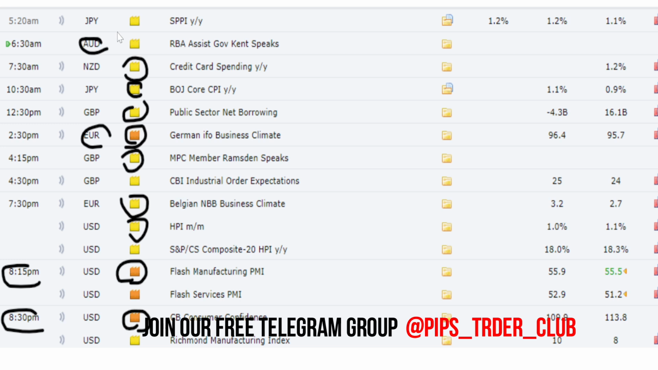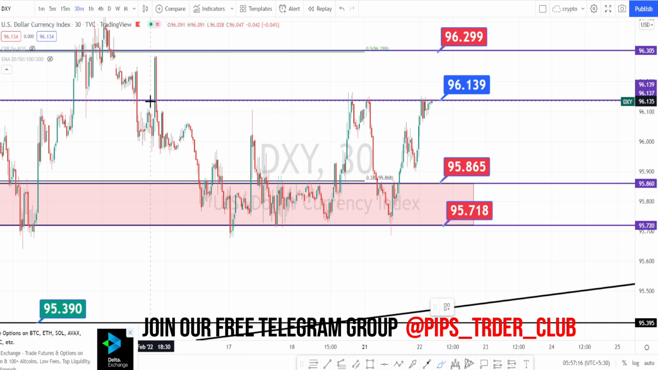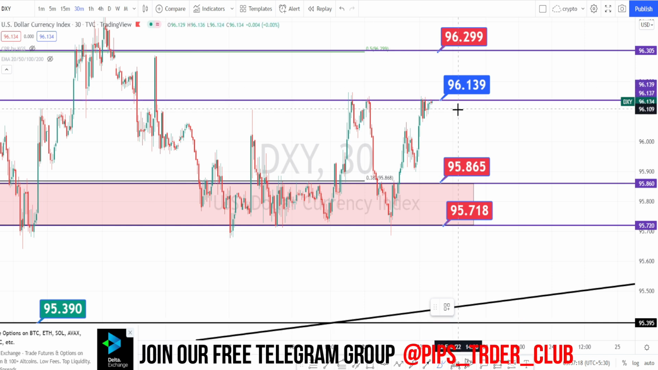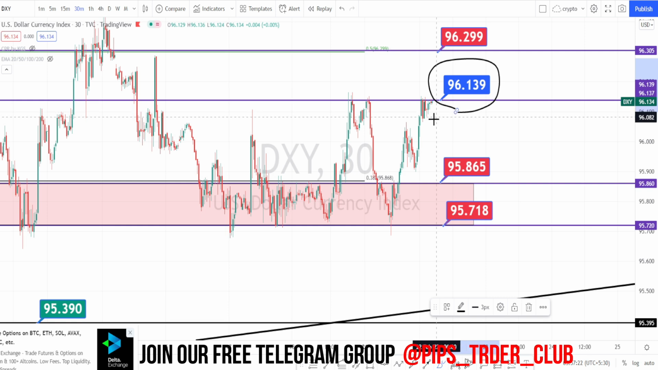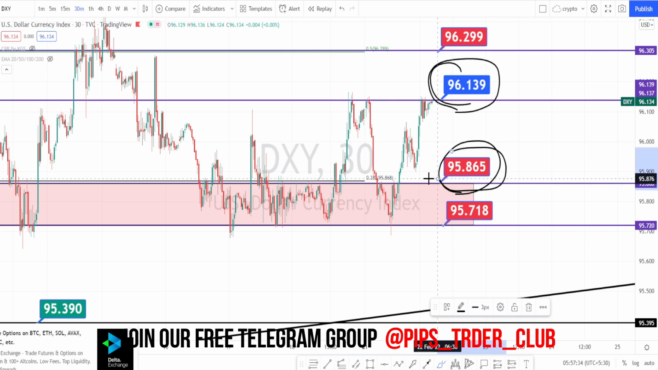Let us analyze the dollar index. I'm in dollar index 30 minutes time frame. When we look at the overall price action in dollar index, previously it tested the level of 96.13. Then from there it retraced and tested the level of 95.865. It couldn't break this high level or this low level. It is on a sideways.